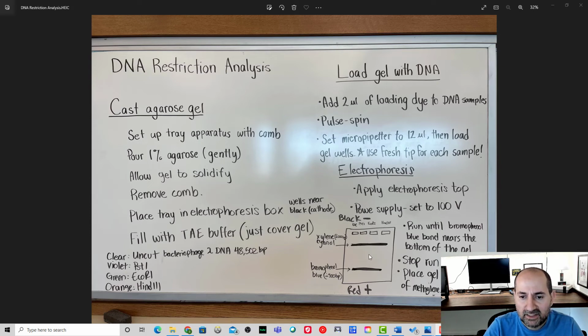And remember, the bands are indicative of different fragments of DNA. Smaller fragments of DNA run faster on the gel. Larger fragments of DNA run slower on the gel.